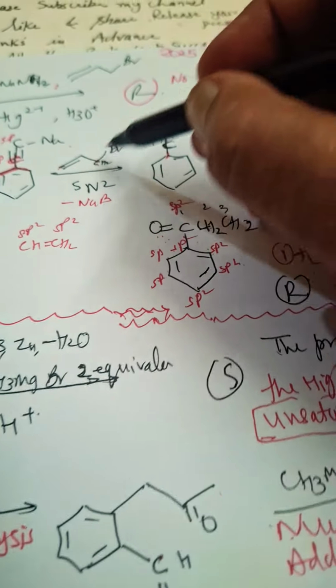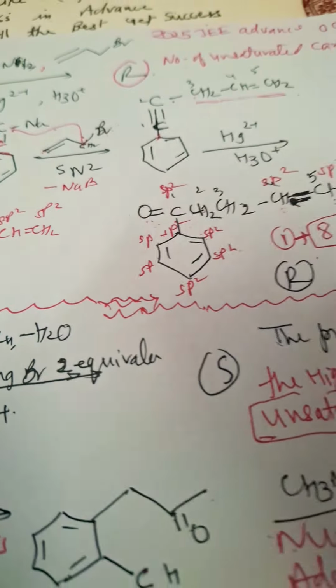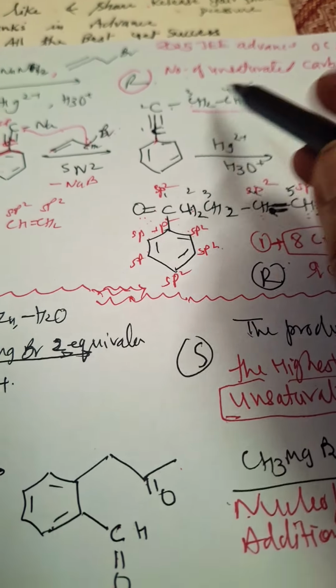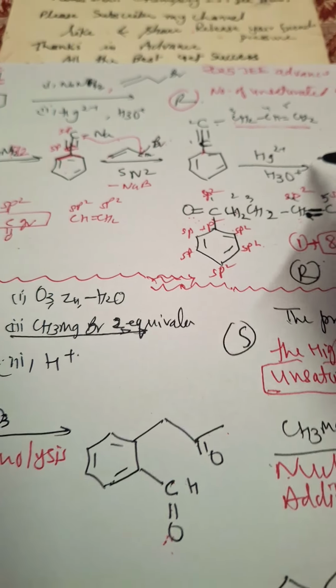So from where is it lost? From this carbon. So this carbon is joined to this carbon here. Okay, that is why the double bond is far away. Now what will happen? Ag2+ and hydrolysis takes place. So hydration takes place here.